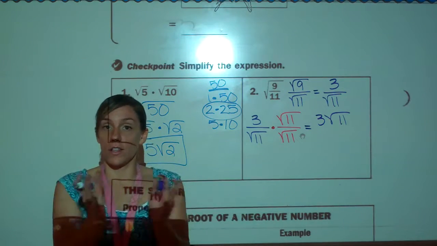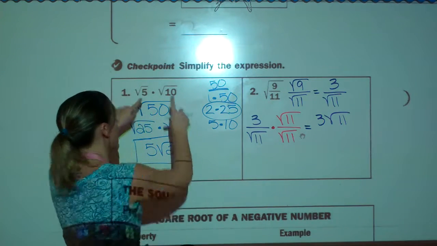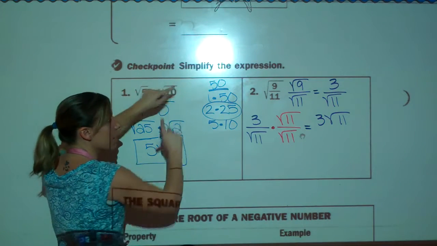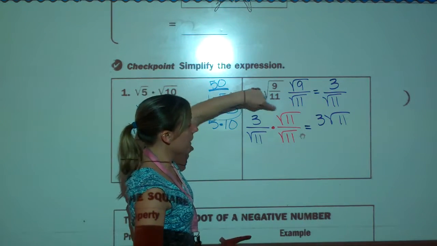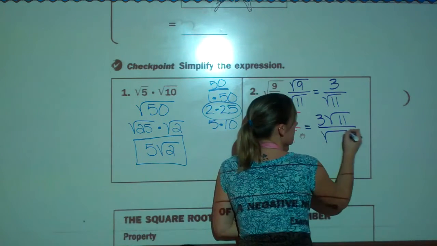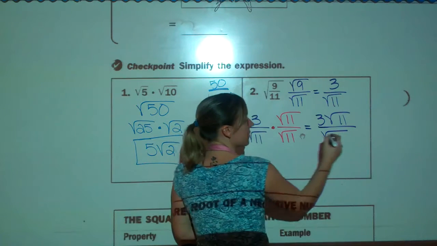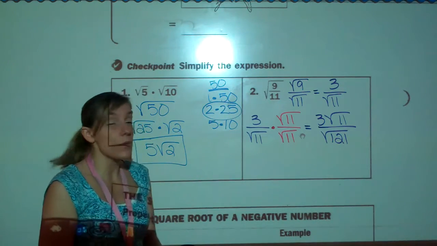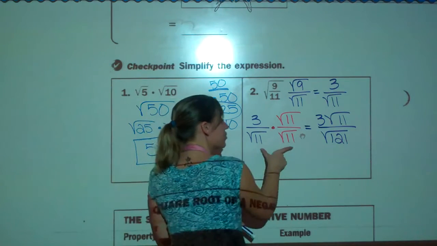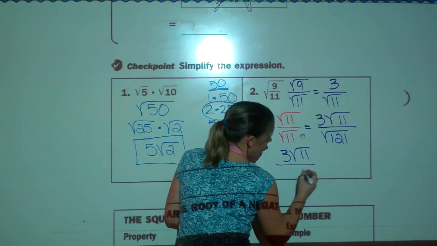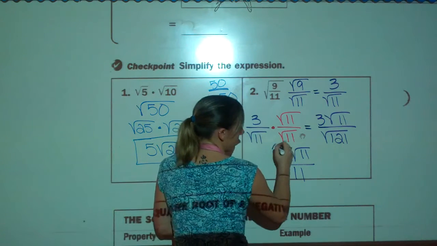You can only multiply them if they're both roots. So here we can multiply them because it was square root and square root. But here, one's a number, one's a root. So we keep them separated. This is 11 times 11, because they're both roots, is 121. But the square root of 121 is just that number 11. So you get 3 root 11 over 11.